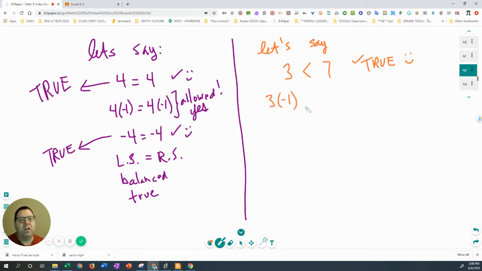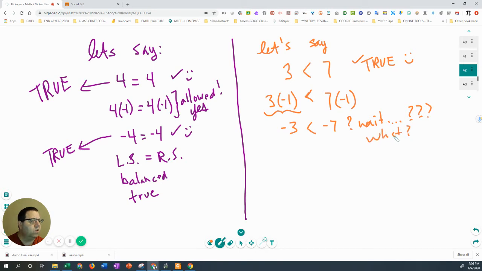I'm still following the rules of algebra and problem solving. Whatever you do to one side, you do to the other to maintain balance. But something really interesting happens here with an inequality. So what's the result here? Whatever I did to one side, I did to the other. I followed that rule, and that rule's totally legit. I'm not breaking anything here. But now we get this answer of -3 is less than -7. Wait. What? That's not true. This is not true anymore. That's the key part of it.